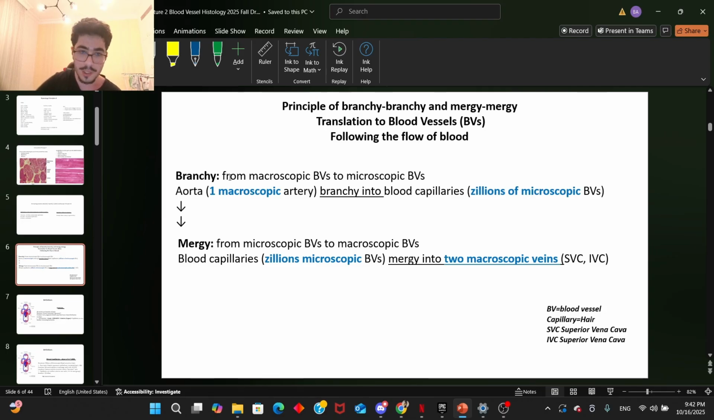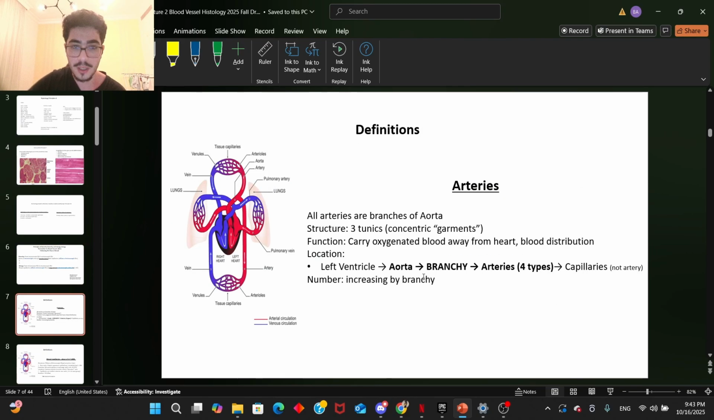So basically, the aorta will branch off into smaller arteries. This is the branchy thing, where it will branch off into smaller and smaller arteries until it reaches the capillaries, okay? And then the mergy part is where the capillaries will go into venules, then venules will merge until they go into the superior and inferior vena cava, which will go into the right atrium, okay? So again, arteries, very easy, right? Remember, arteries all start at the left ventricle, okay? Left ventricle, go to the aorta, then to the arteries.